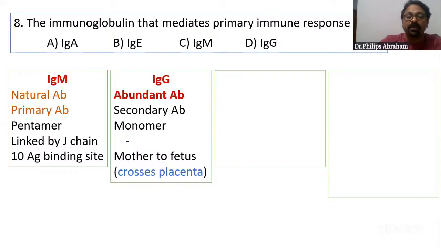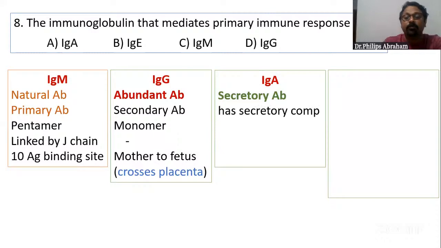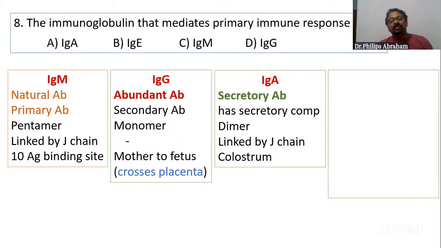Next antibody is IgA. IgA is a dimer present in almost all secretions, so we call it the secretory antibody. It has a secretory component because of which it cannot be digested by the digestive enzymes. It's a dimer, again linked through the J chain, and it is present in colostrum also. And another major antibody, as you know, is IgE.